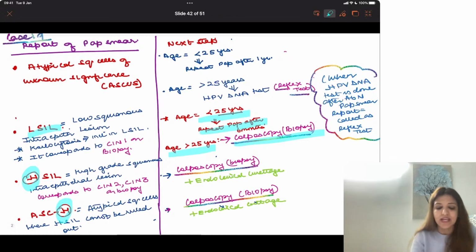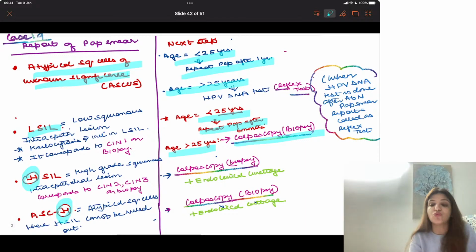Right. Now, if report comes as ASCUS, atypical squamous cells of unknown significance, the pathologist says, I do not know the significance of these cells. Then again, look at the age of the patient. If age is less than 25 years, you are going to repeat pap smear after a year. If age is more than 25 years, the next step is HPV DNA testing. Whenever you do HPV DNA testing after an abnormal pap smear report, it is called a reflex test.